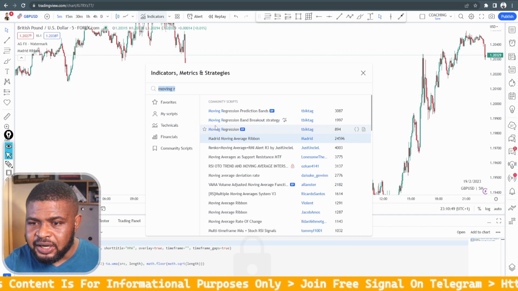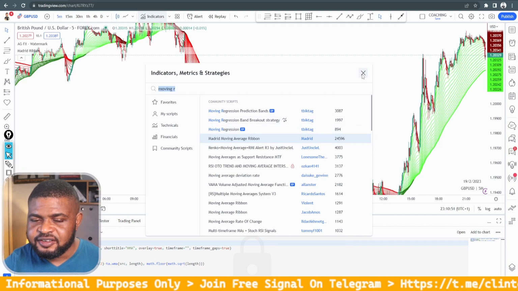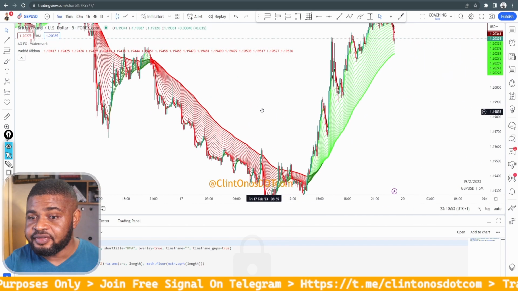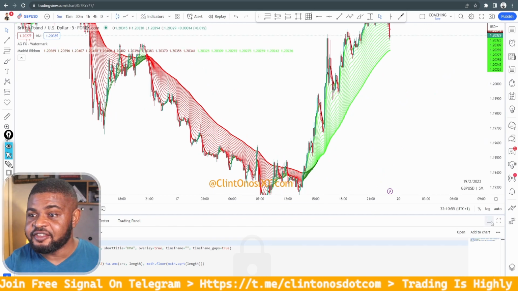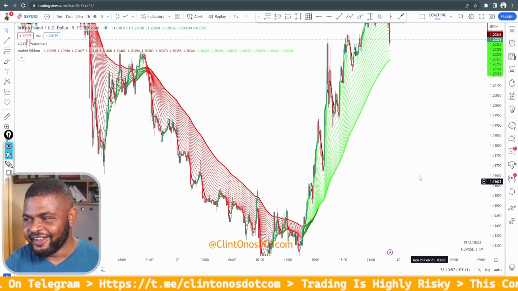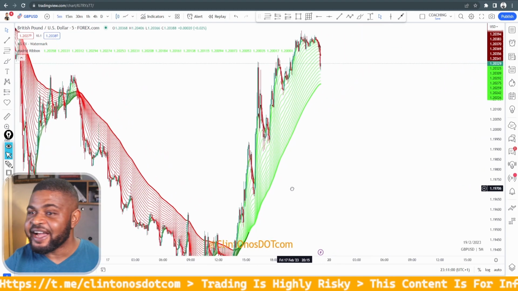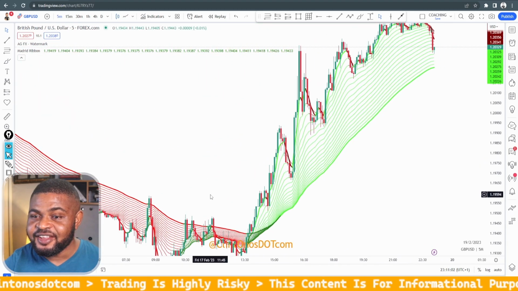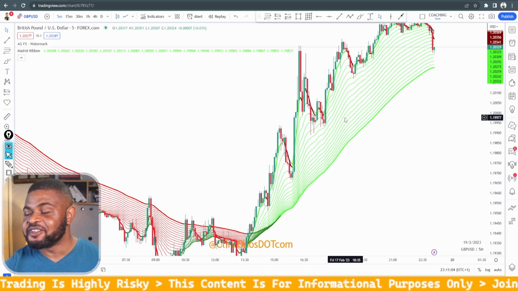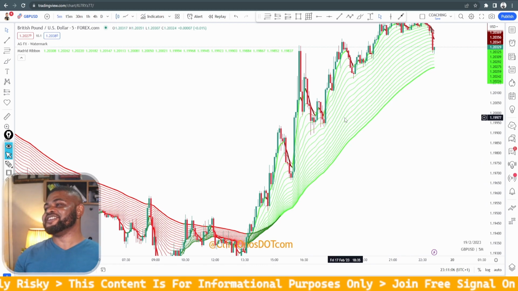Moving average, Madrid moving average. What's Madrid moving average ribbon? Oh, there's a lot. Not seen this before. There's a lot of information right here for you guys. You can see a whole bunch of moving averages used to form a trading strategy, right?